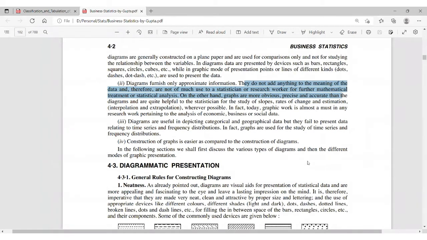But graphs do, because you make the graph by rows and columns and put exact marks, the exact values given in the data. Diagrams are useful in representing categorical and geographical data, but they fail to present time series and frequency distributions. We make diagrams only for categorical, geographical data. Graphs are used for the study of time series and frequency distributions. Construction of graphs is easier as compared to diagrams.